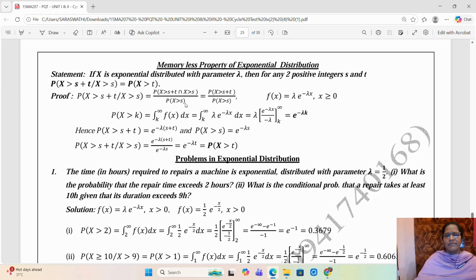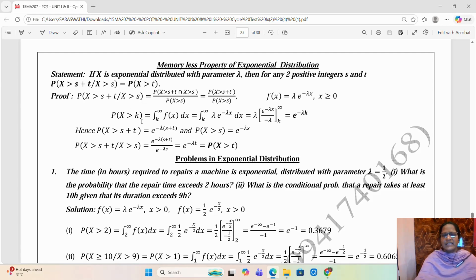So P of B, now X greater than s plus t intersection X greater than s. The intersection between X greater than s plus t and X greater than s is equal to X greater than s plus t. So the intersection of these two is equal to P of X greater than s plus t divided by P of X greater than s. Now we have to find P of X greater than s plus t and P of X greater than s.